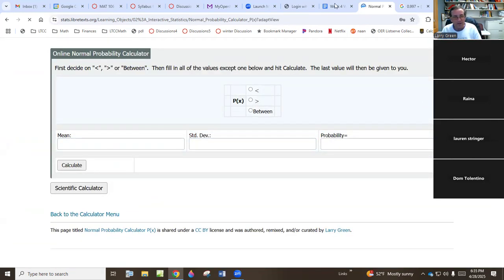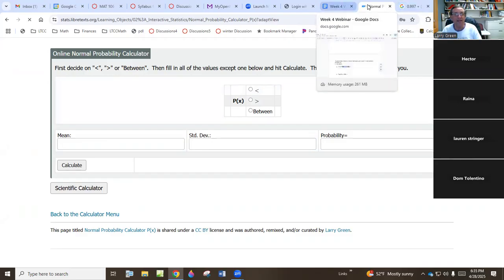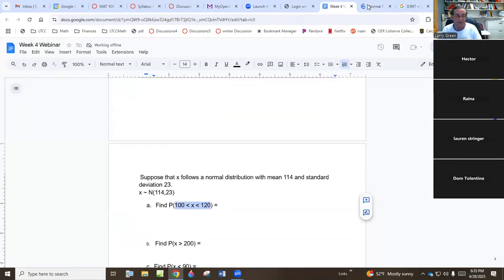And so here's what it says. First decide on less than, greater than, or between. Then fill in all the values except 1 and hit calculate. And the one that you don't fill in will be given to you, the last value. Okay, so now let's do what we need to do. We want the probability that 100 is less than x is less than 120.